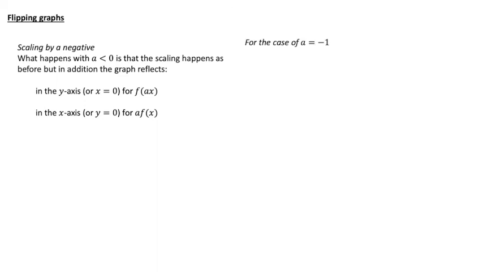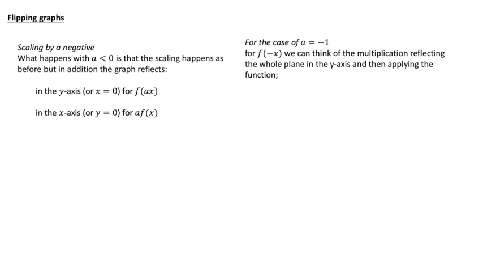Flipping graphs, eh? Well, scaling by a negative. What happens if a is less than 0? What happens is that the scaling happens as before, but in addition the graph reflects. So it reflects in the y-axis, or the x equals 0 line, for f of ax when a is less than 0, and in the x-axis, or y equals 0, for a of f of x if a again is less than 0. We're mainly interested in the case a equals minus 1, so this is when we're looking at f of minus x or minus f of x.